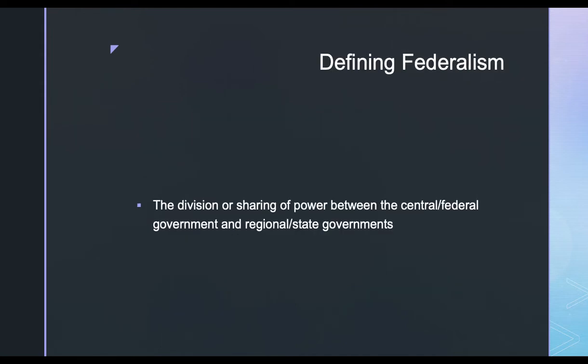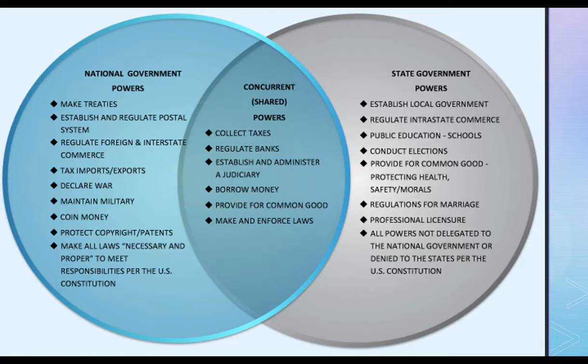It's important. But federalism, and I'm going to ask for the definition, is what it says. It's the division or sharing of power between the central, and our explanation would be the federal government, and the regional and state governments. All right. So how do we divide power amongst our U.S. federal government and the state governments? Now, many different ways to explain it, but this graphic works the best.